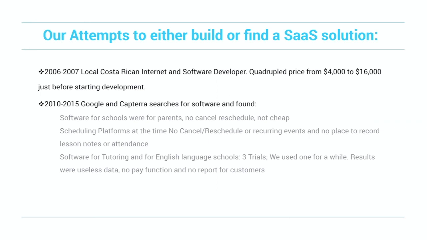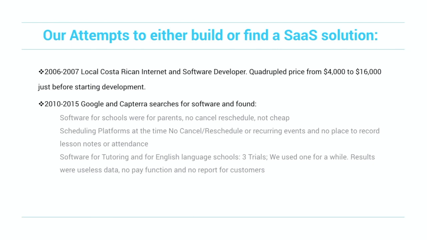So what did we do? We started looking in 2006, 2007. We started working with a local Costa Rican internet company developer. We said, look, we have this idea. We want to have email notifications. And they said, yeah, we can do it. So we sat down. We got a little bit more serious about it. And they gave us a quotation, $4,000. 2006, 2007, we were like, I think we can do that. So just before development, the price went from $4,000 to $16,000, and we said, we're not doing that.